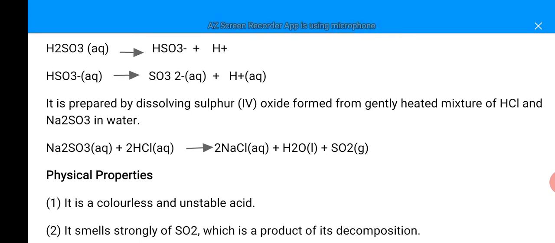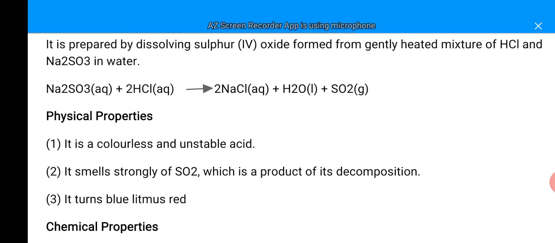What are the physical properties of this acid? It is a colorless and unstable acid. It smells strongly of SO2, which is a product of its decomposition. It turns blue litmus red because it's an acid.